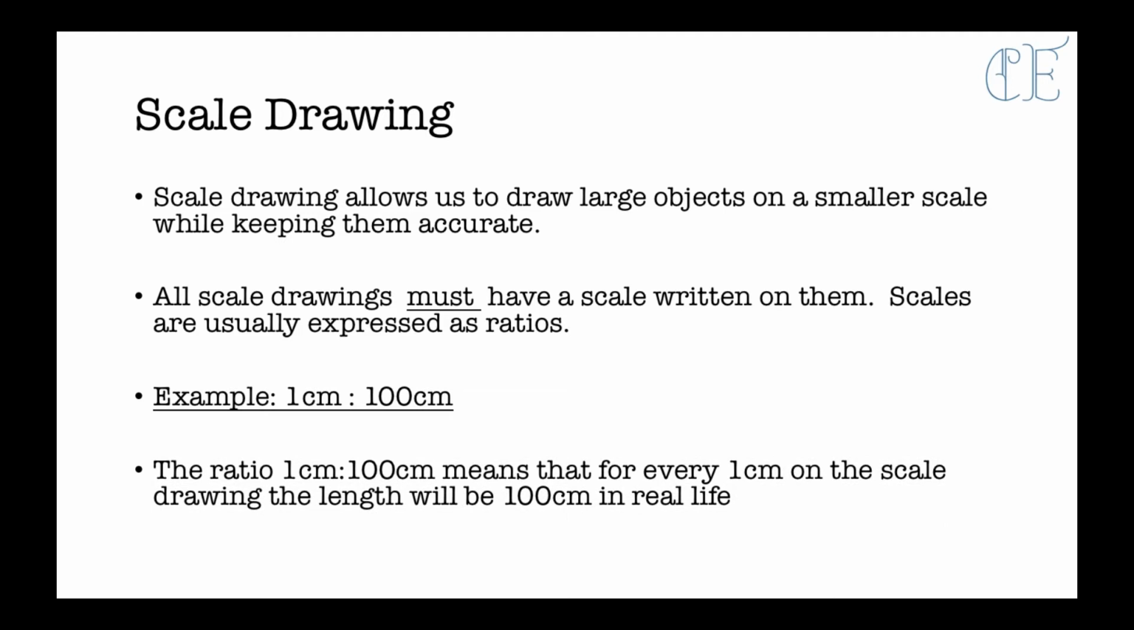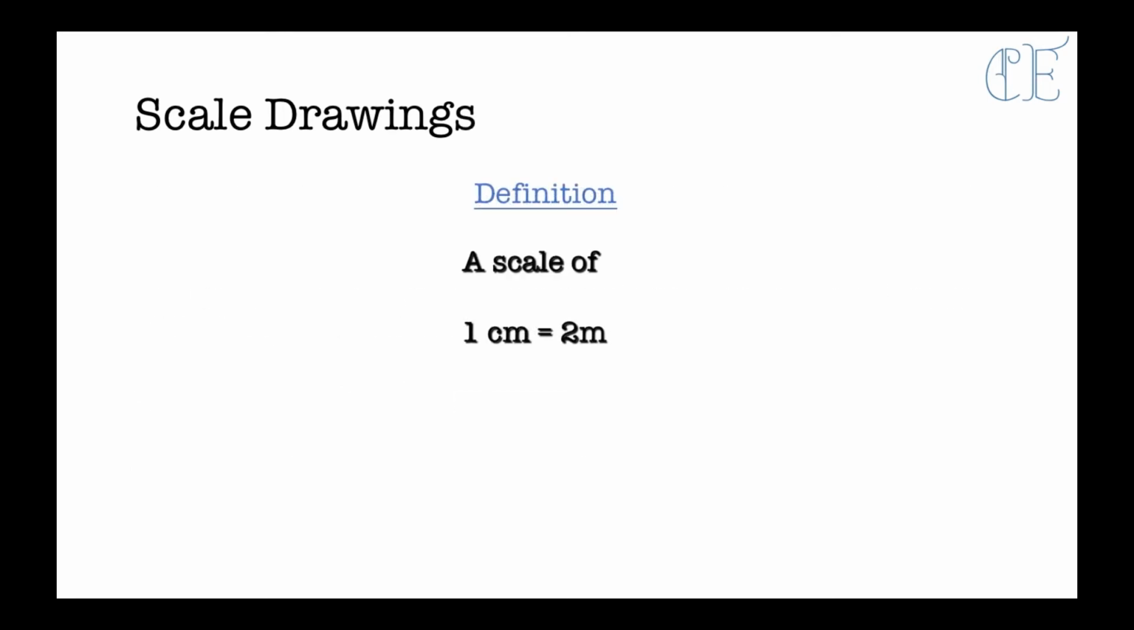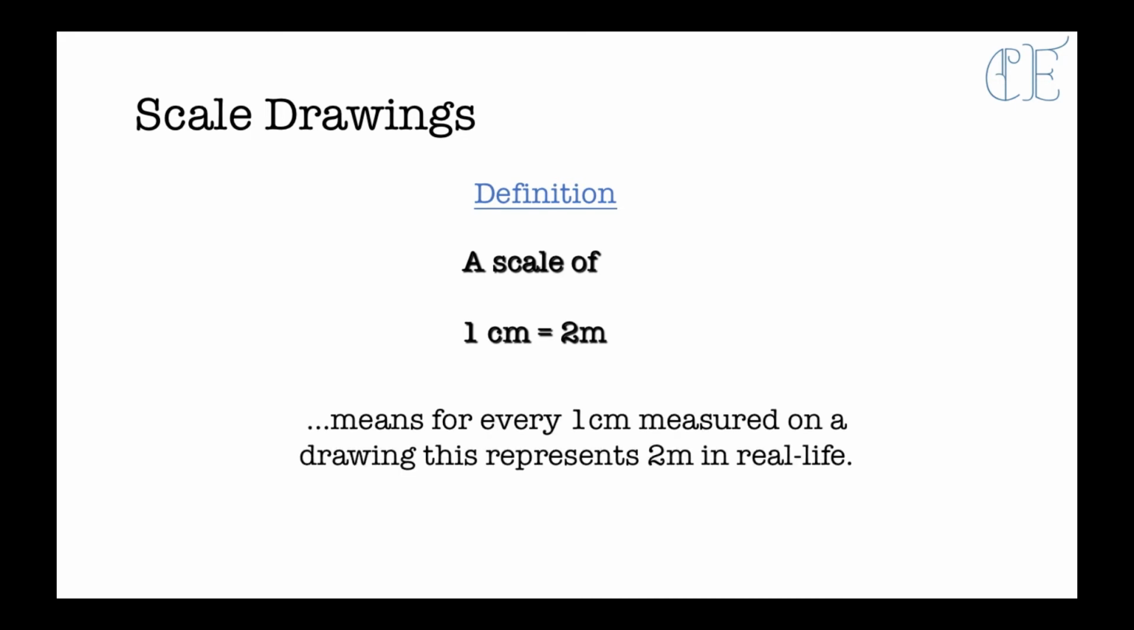So the ratio of 1 centimetre to 100 centimetres means that for every 1 centimetre on the scale drawing, the length will be 100 centimetres in real life. So a scale of 1 centimetre equals 2 metres, then, must mean that every 1 centimetre measured on the drawing represents 2 metres in real life.